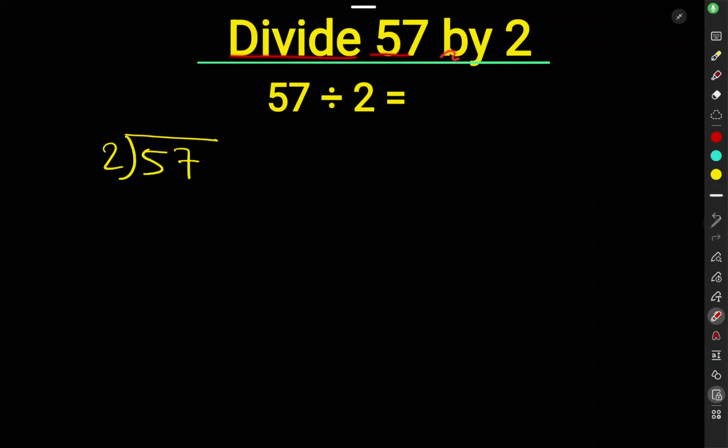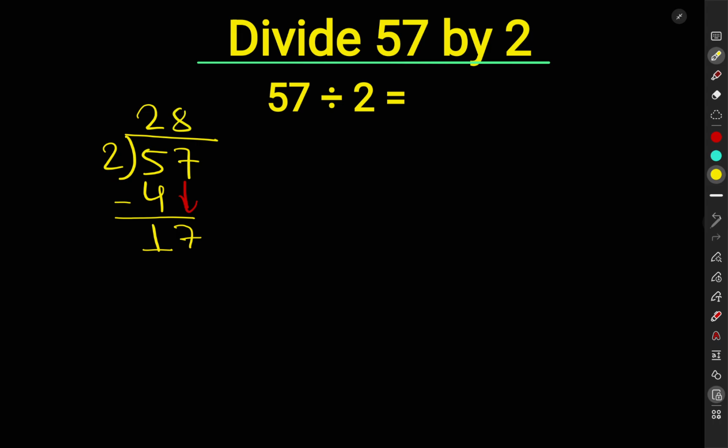Divide 57 by 2. So here we divide 57 by 2 in a long division method. So 2 times 2 means 4. On subtracting we get 1. So now this 1 is less than 2. So we bring down the number beside this, 7. So now it became 17.